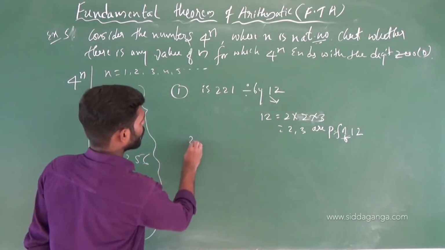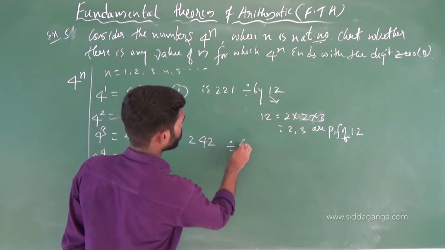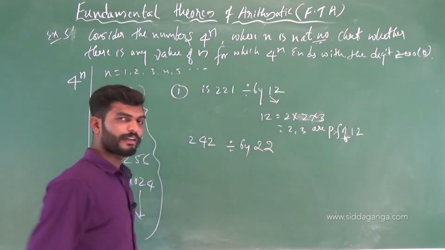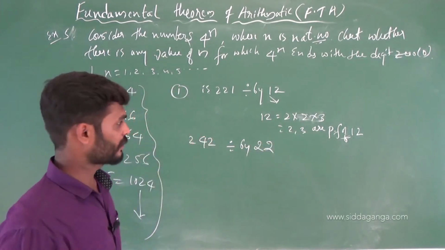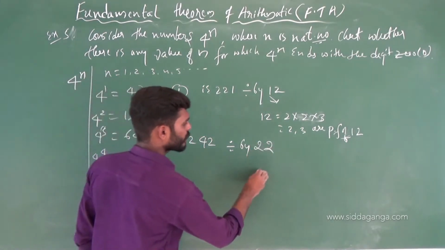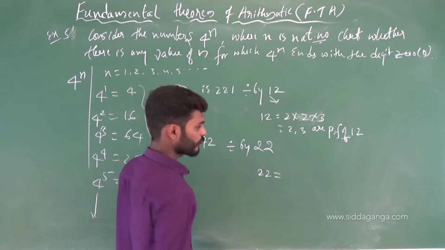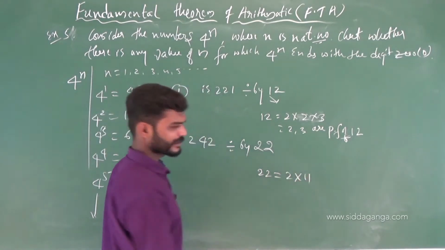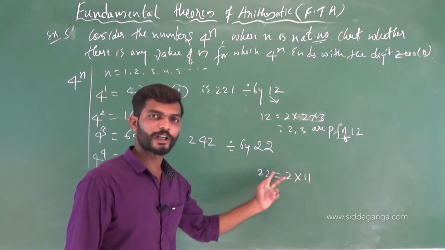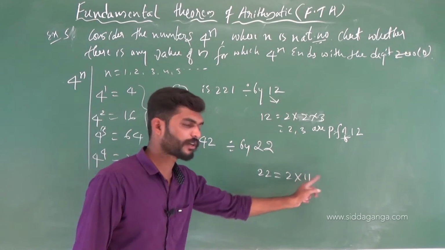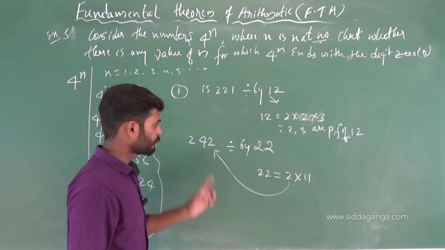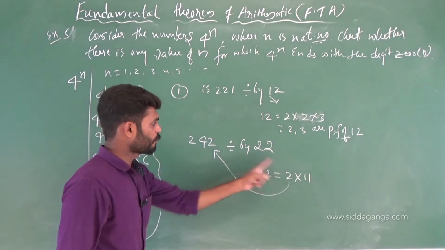Now, can 22 divide 242? I ask. Yes, of course it can divide. How? What are the prime factors of 22? 2 and 11. That's it, this is the only way I can write 22 in prime factorized form: 2 into 11. Now tell me, can 2 divide 242? Of course, 121 times 2 is 242.